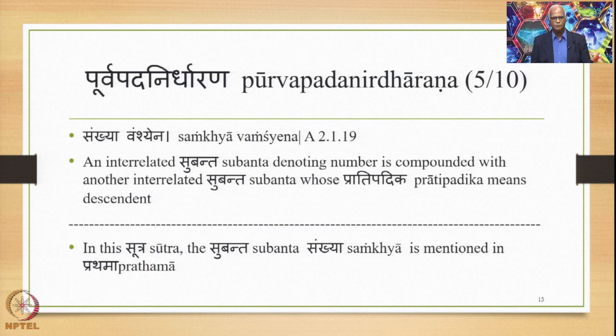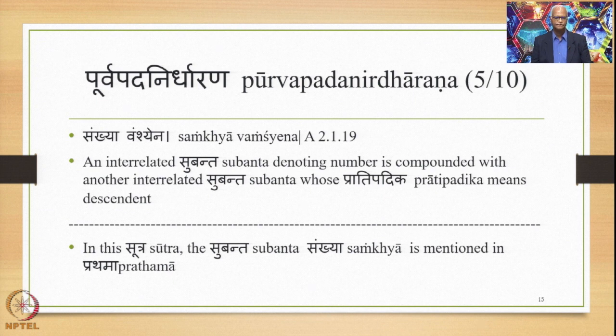Let us take another example. The sutra is Sankhya Vaunshyena, Ashtadhyayi 2.1.19. What this means is that an interrelated subanta denoting number is compounded with another interrelated subanta whose pratipadika means a descendant. I repeat, an interrelated subanta denoting number, sankhya, is compounded with another interrelated subanta whose pratipadika means descendant, vaunshyena.